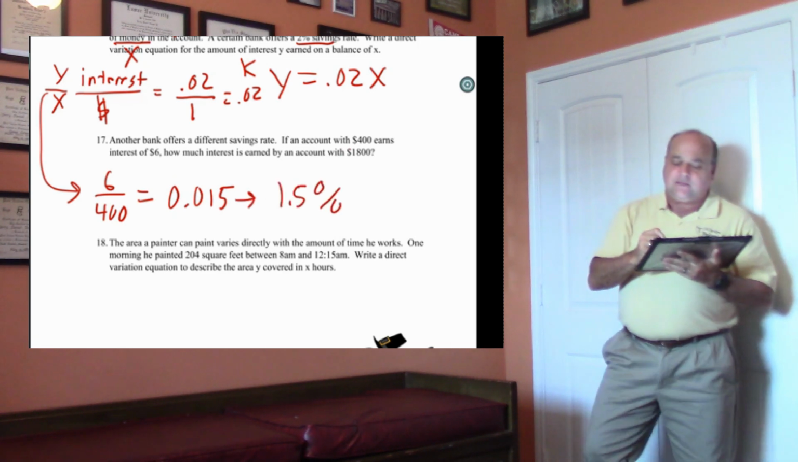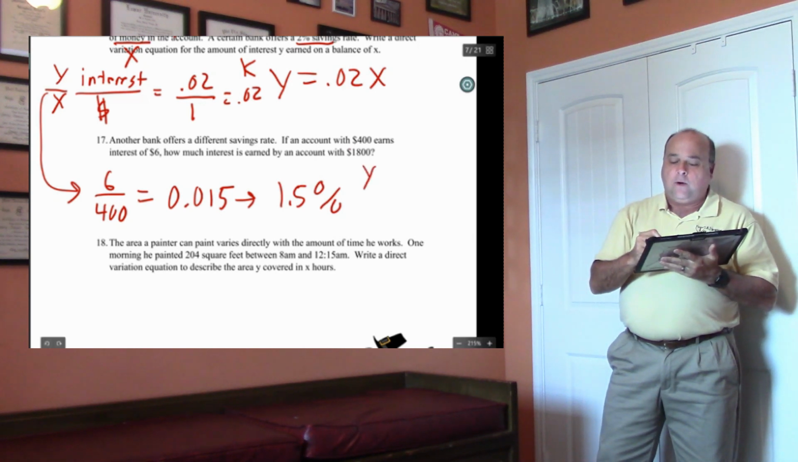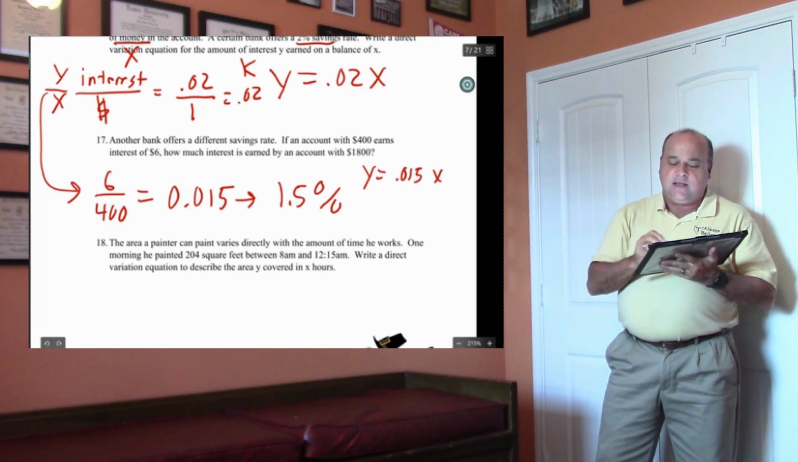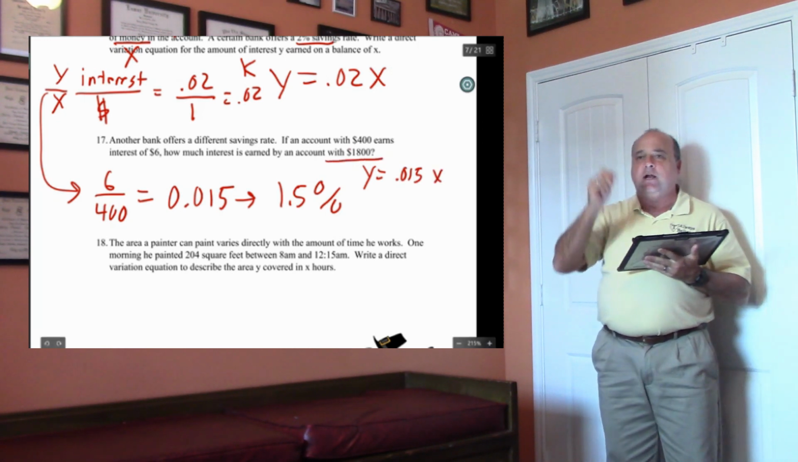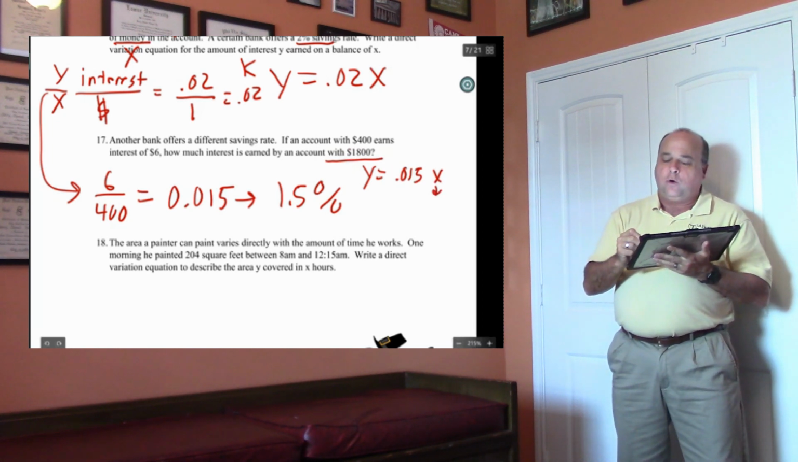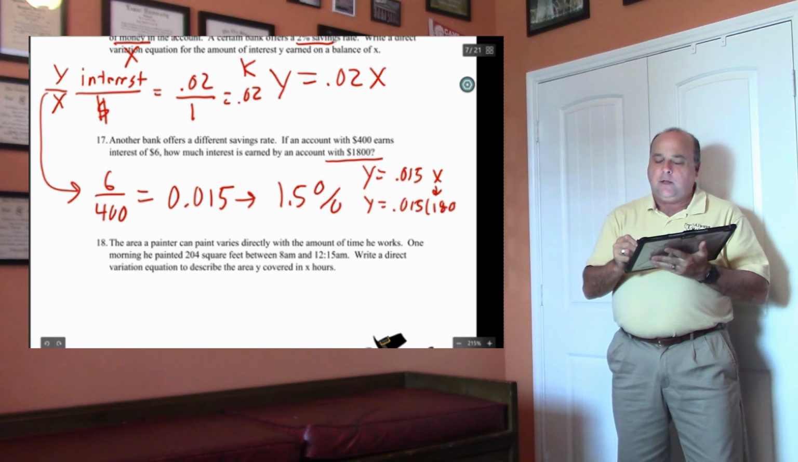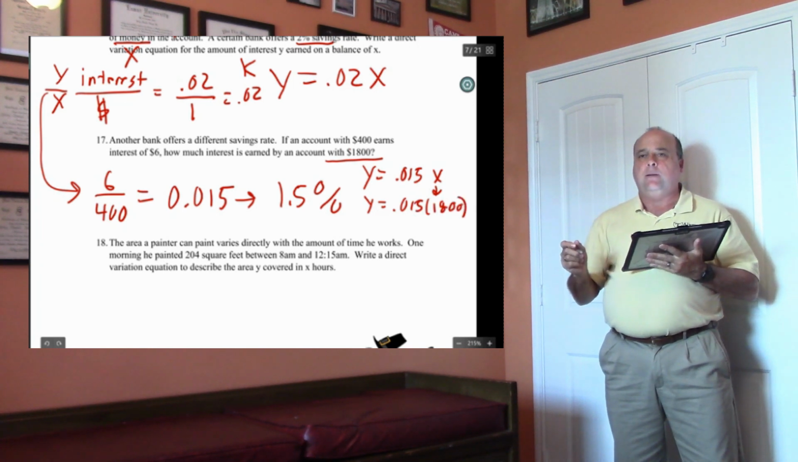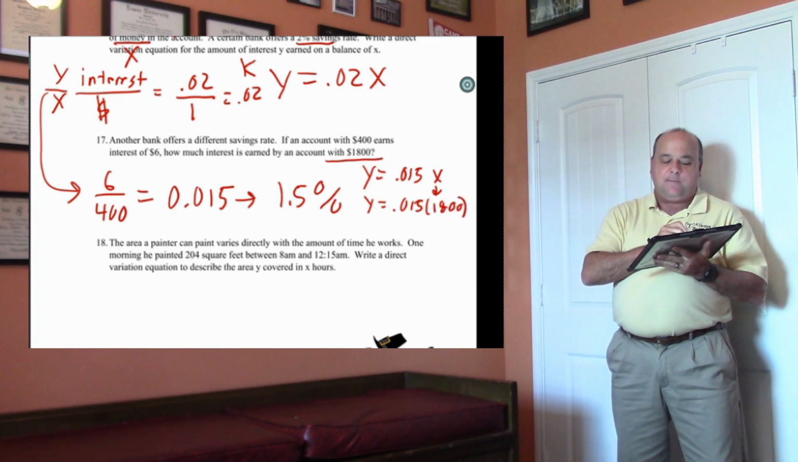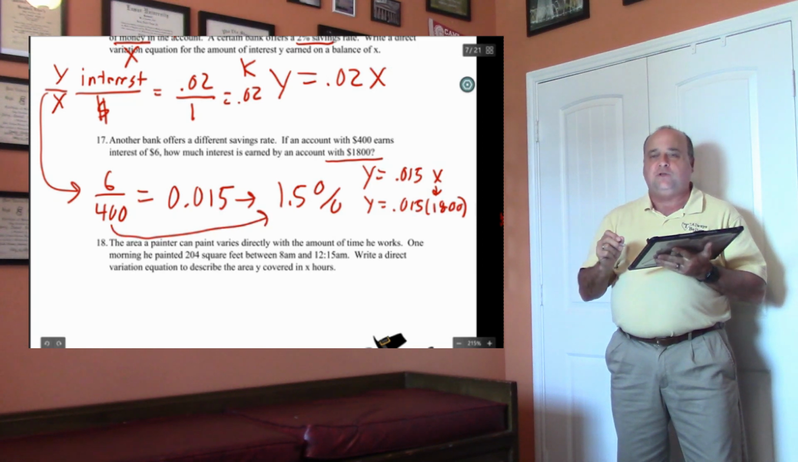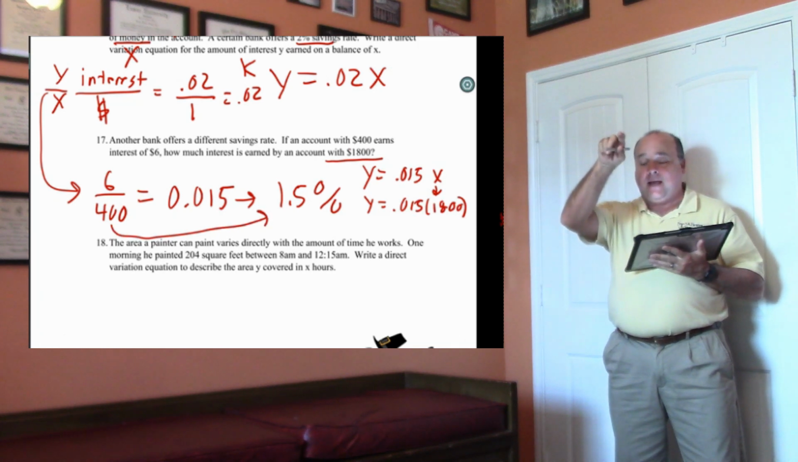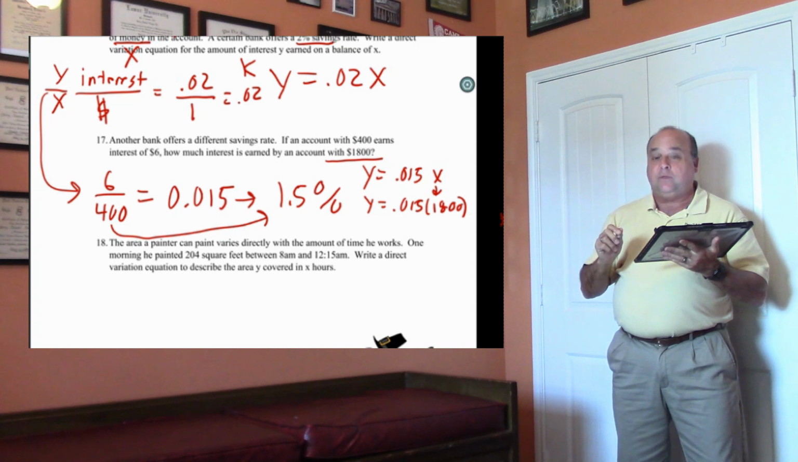Now then, write this down. This is a lot of work. Write down y equals 0.015x, and we want to find out how much interest is earned with $1,800. That's going to be the money in the account. So we're going to replace x with $1,800. This is a multi-step problem. So what I did is I got my interest rate, which is 1.5%, then I made that my k, and now I'm replacing x with $1,800.